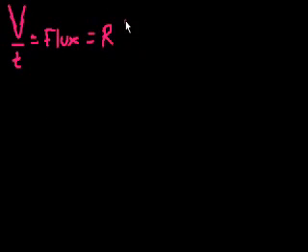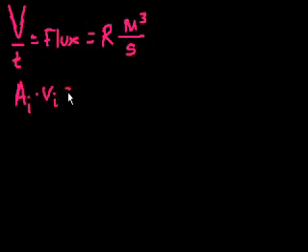So we know that the volume per time is equal to flux. This is a big V over t, equal to flux. And actually, the variable people generally use for flux is R, and of course its unit is meters cubed per second. We also know that the input area times the input velocity, that's a lowercase v, is equal to the output area times the output velocity. And this is called the equation of continuity, and it holds true whenever we have laminar flow.